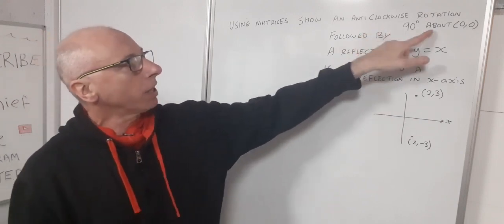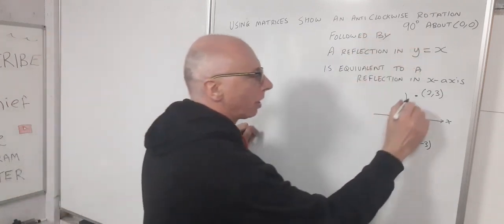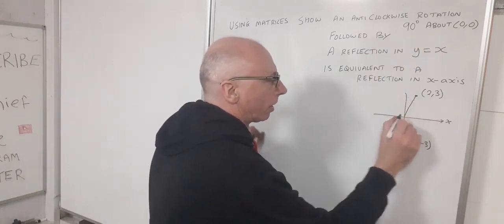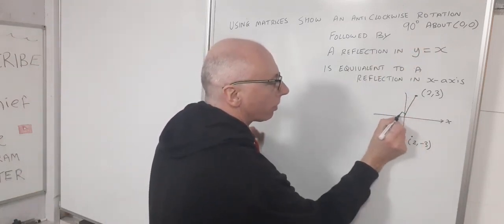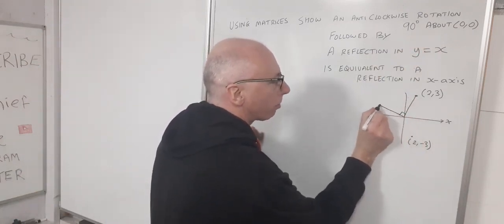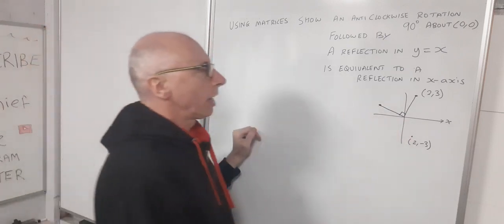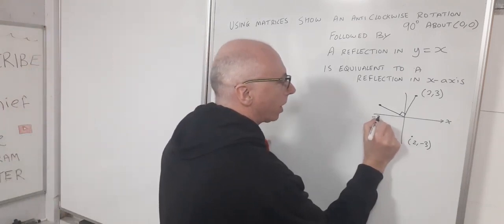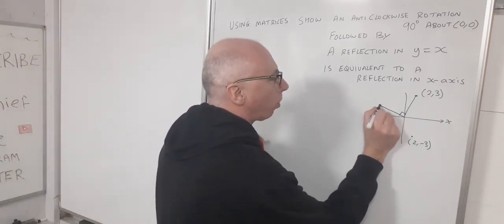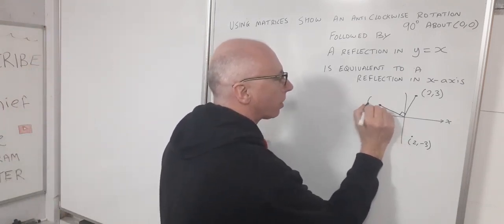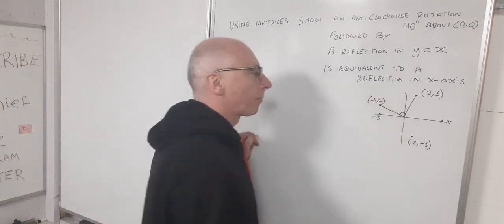Now if I do a rotation of 90 degrees, if I just draw a line, a 90-degree rotation with the same length line should give me something around about here. So this will bring me to x is -3 and y equals 2. So that's (-3, 2) there.